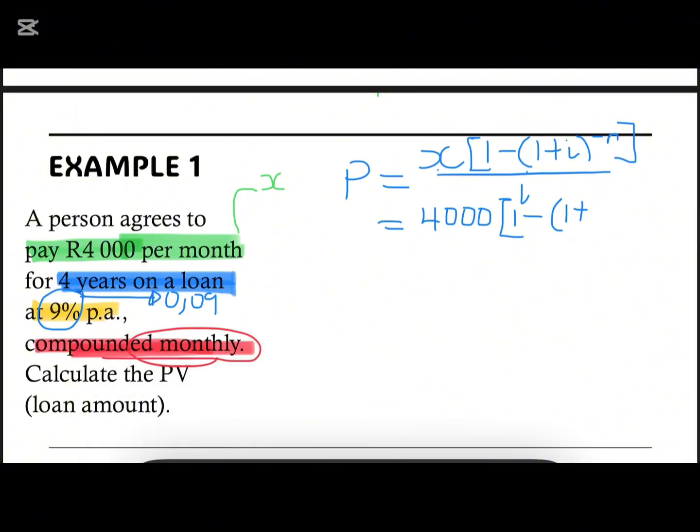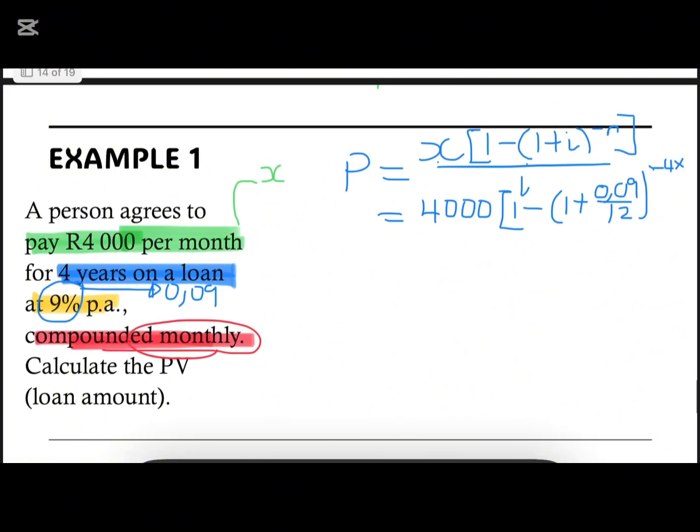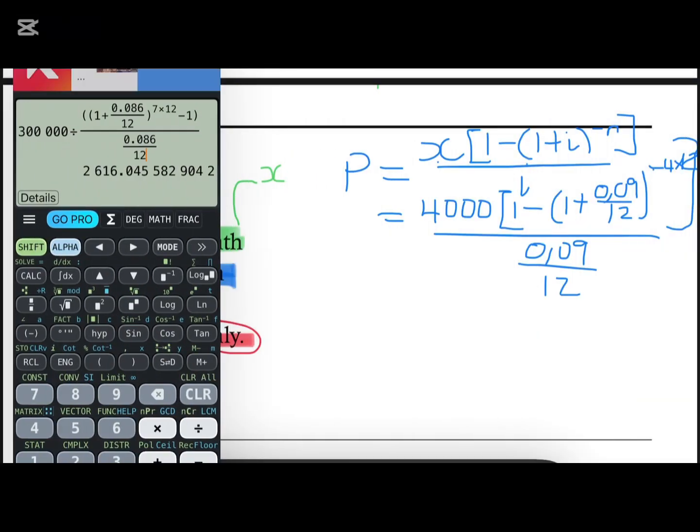Therefore, that will be divided by 12. Then we're going to have interest rate of 0.09 divided by 12, to the power negative n. Then n will be 4 multiplied by 12, because it's compounded monthly. Then you have 0.09 divided by 12. So now in that case, you can press your calculator. Let's see what we get.